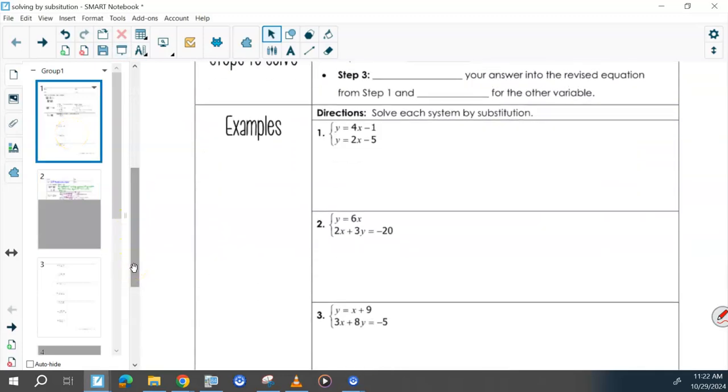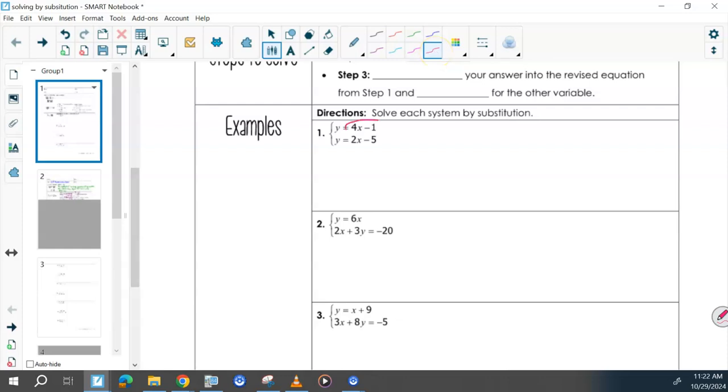So in an example like number 1, if we were to solve for x or y, well in this one, that's already done for us. Both of them are already solved for y. So when you have two equations that are solved for the same variable, you're going to set them equal to each other. So the substituting would look like this.